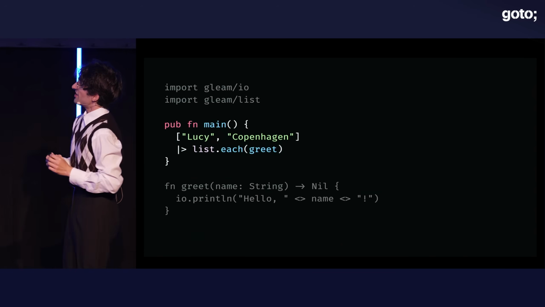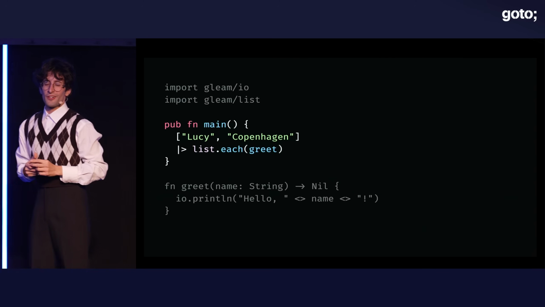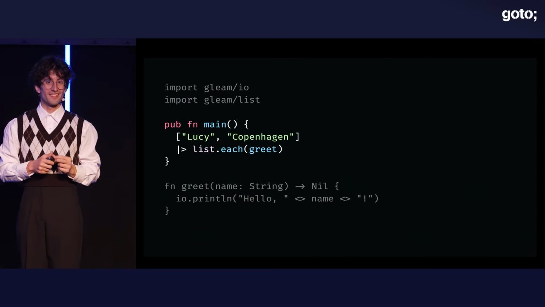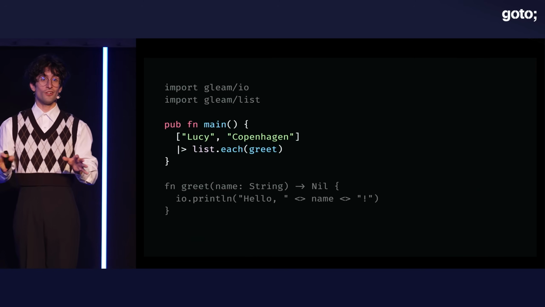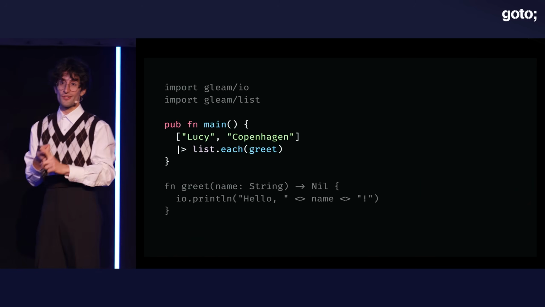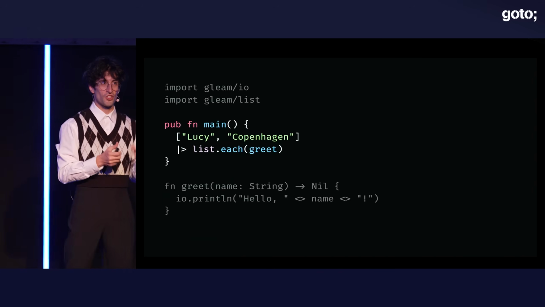And if you squint hard enough and maybe cover one eye, you'll see that that is basically like calling the forEach method on a JavaScript array. Don't get me wrong, Gleam is not object-oriented. It doesn't have methods, it doesn't have classes, interfaces, whatever thing object-oriented has.